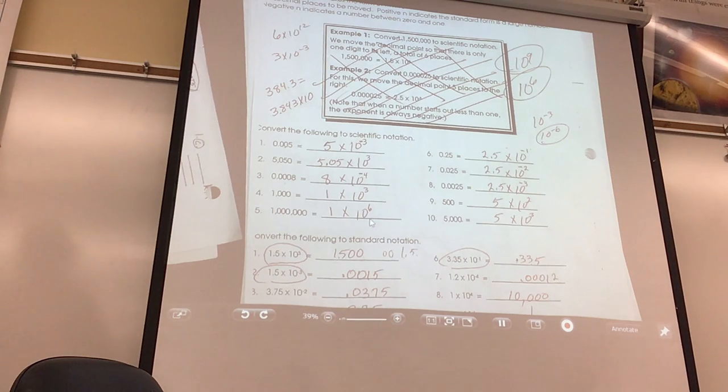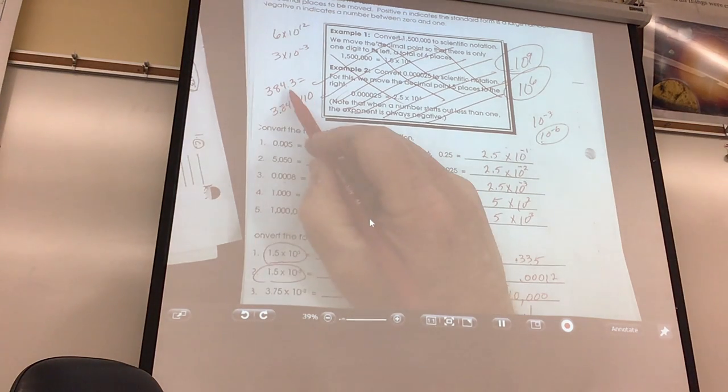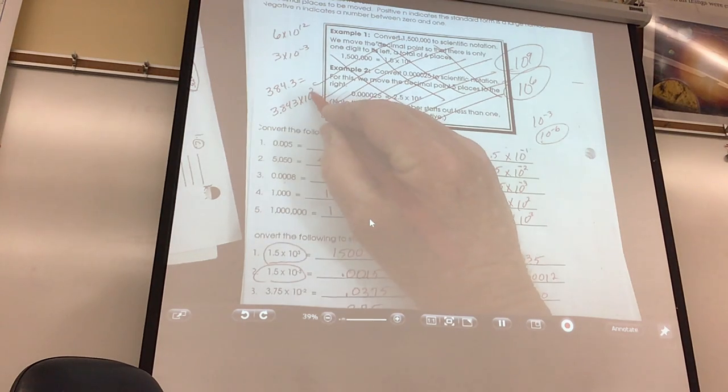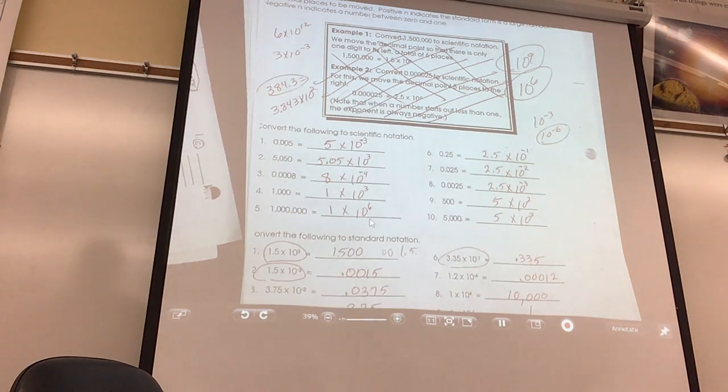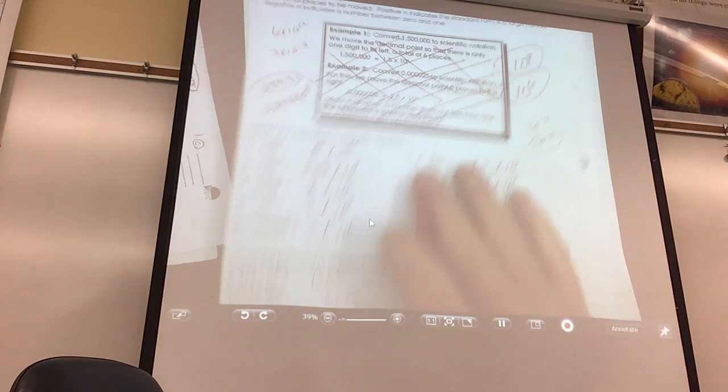How many places did I move it? And don't say left or right, just how many places? 2. And now the original number, was that big or was it a decimal? It was big, and I know all the big numbers have what kind of exponents. So I leave it alone. Try another one. One more example.